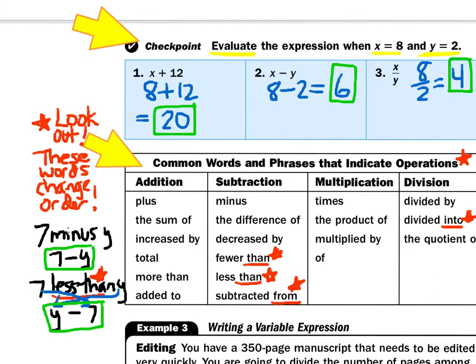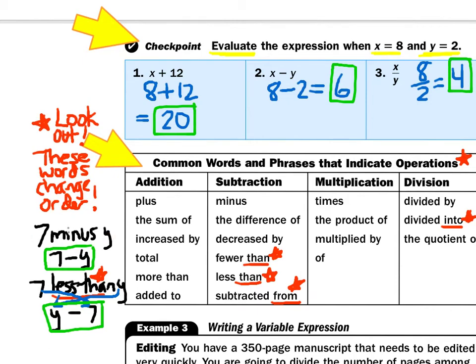Now, subtraction, on the other hand, order does matter, and that's why I made this note in the margin that I want you to look out. These words change the order. So, for example, minus means subtraction and will not change the order. The difference of means subtraction and will not change the order. Decreased by means subtraction and does not change the order. But here, these last examples do change the order. Fewer than, less than, subtracted from. And so to show you what I'm talking about, look in the margin.